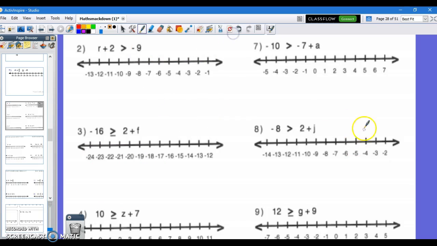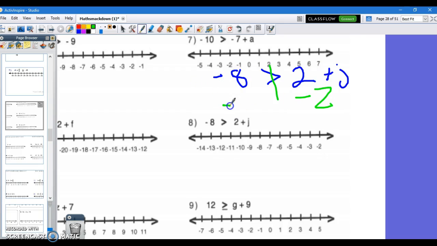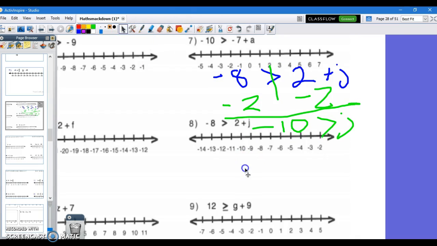One more. Okay. Number 8. So for number 8, I have negative 8 greater than 2 plus j. All right. I'm first going to get j by itself by moving the 2. Remember, don't move the 8 or else you're unbalanced. Okay? These are 2's, not z's. My bad. A negative and a negative, I'm going to keep them together. 8, 9, 10. So I have negative 10 right here, greater than j. So now let's graph.